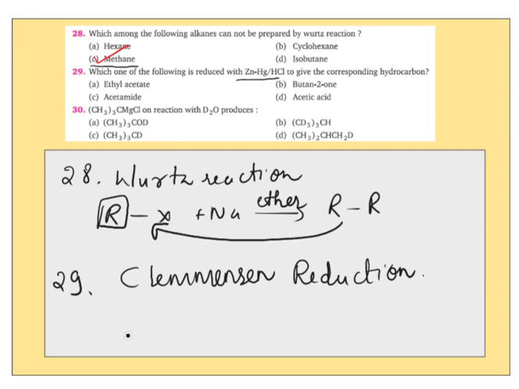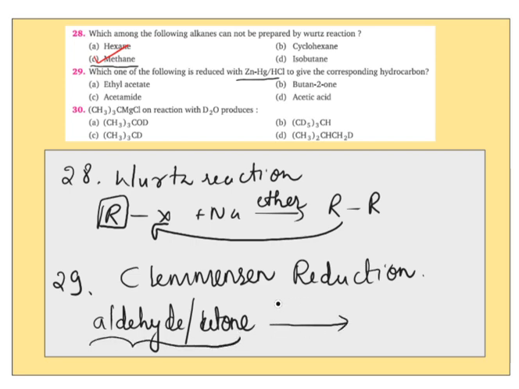When do we use this condition? Whenever we have an aldehyde or a ketone. The reaction is very specific. The reagent is very specific with respect to the reactants given. So zinc, mercury in HCl, this is a reducing agent, reduces aldehyde and ketone to the corresponding alkane.